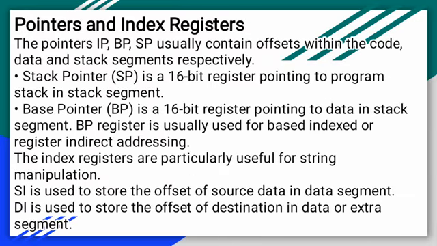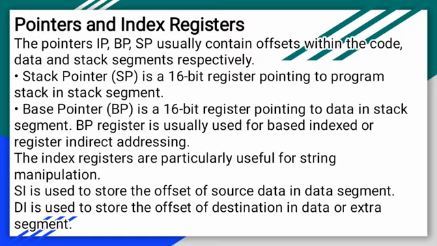Pointers and index registers. The pointers IP, BP, SP usually contain offsets within the code, data and stack segments respectively. Stack pointer SP is a 16-bit register pointing to the program stack in the stack segment. Base pointer BP is a 16-bit register pointing to data in the stack segment.